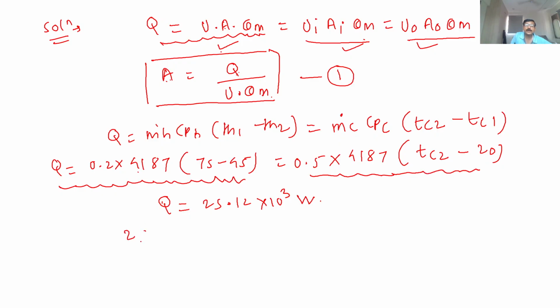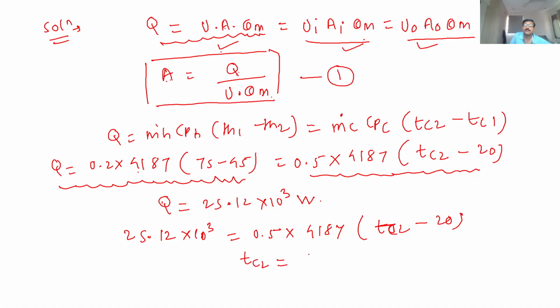So 25.12 into 10 raised to 3 is equal to 0.5 into 4187 into TC2 minus 20. If I do the calculation, TC2 comes as 31.99 degrees Celsius.